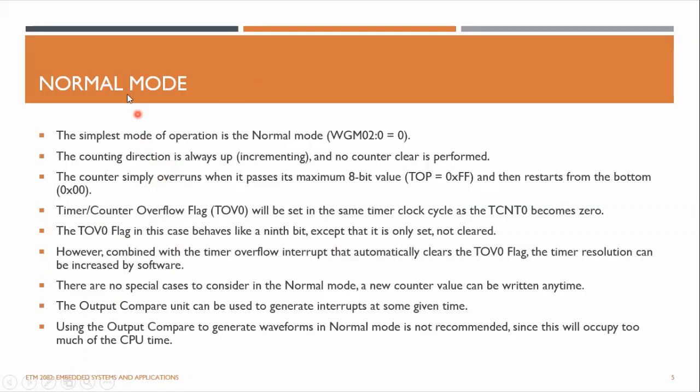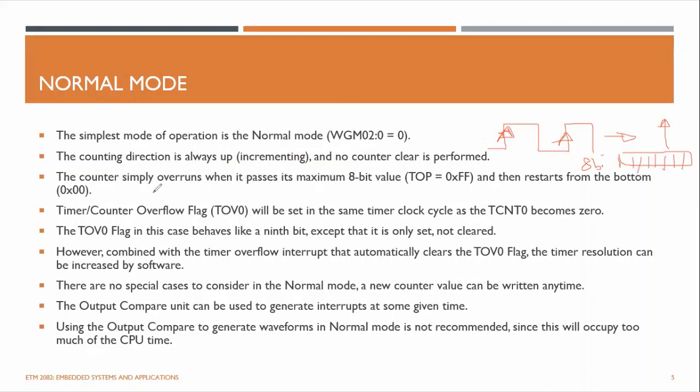The simplest mode is the normal mode. That is where you just use the timer or the counter to increment, for each and every clock period, whether internal or external, for a rising edge or falling edge. You set the timer to increment the timer value, the 8-bit register value, starting from 0 and updating it.